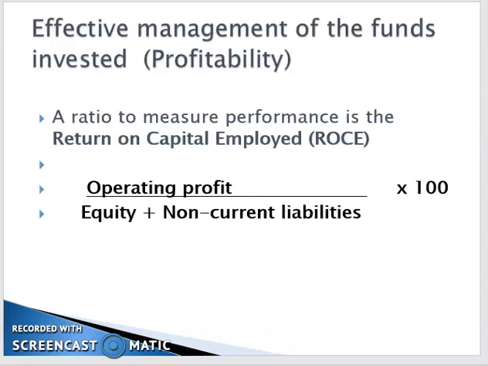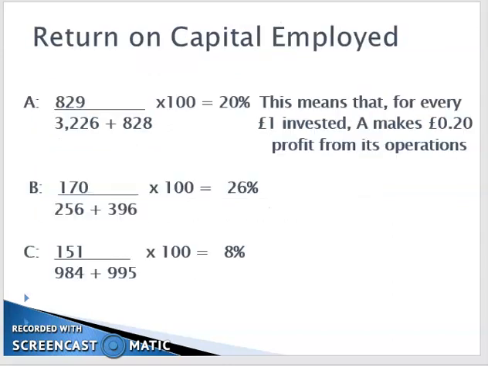Moving on to the effective management of the funds invested, the ratio we should use here is the return on capital employed. There's the formula for return on capital employed, and here are the calculations for our three companies. A has a return on capital employed of 20%. This means that for every £1 invested, it makes 20 pence profit per year from its operations. Looking at this, down at the bottom, you can see that C is the worst performing of the three companies. B, in fact, is the best.